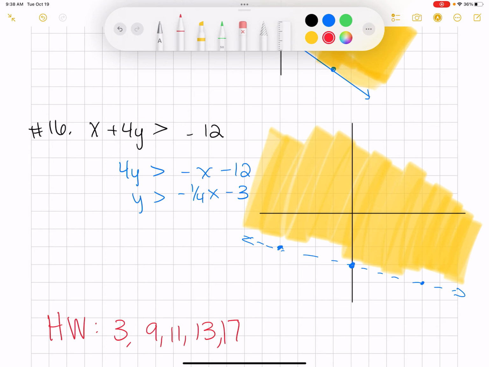Alright, and then I'll show you how to do it on your calculator. I'll write that down.